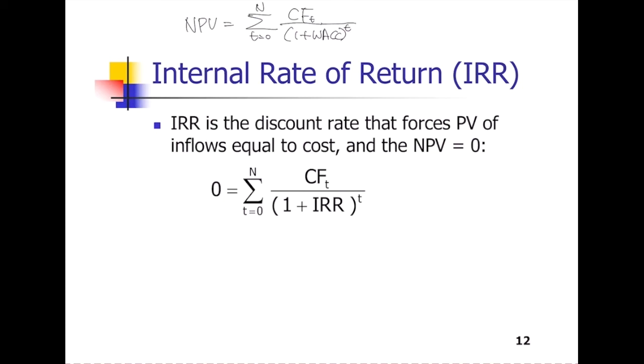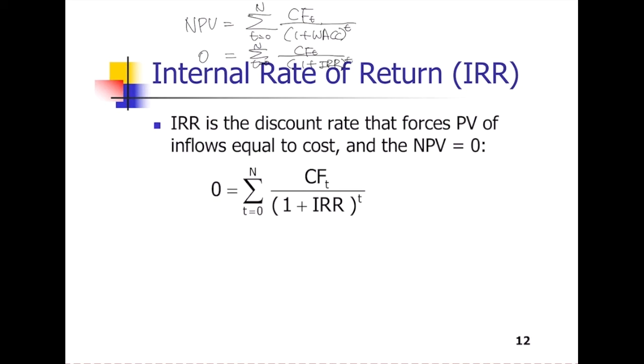Now you want to calculate the IRR. The IRR means the present value of inflows equals cost. So NPV is equal to 0. So with NPV equal to 0, this equation changes a little bit: CF subscript t, and the denominator is the IRR.